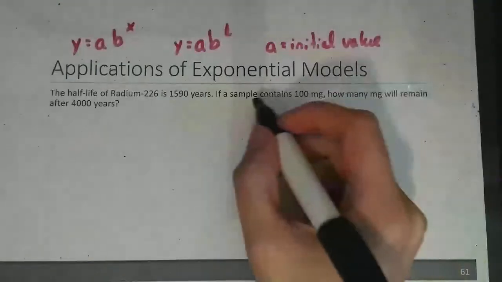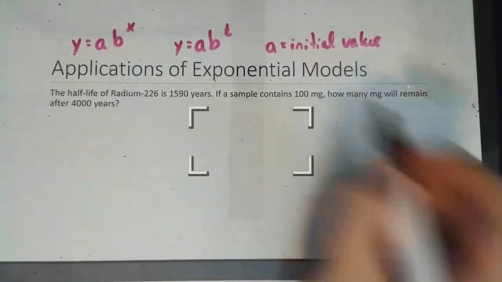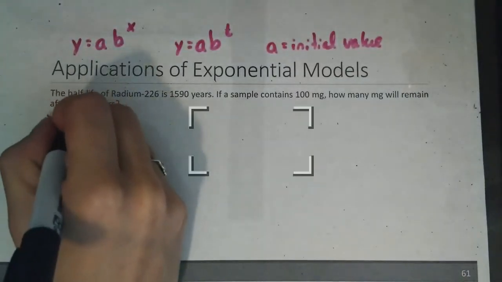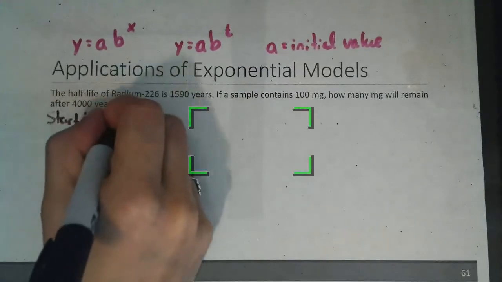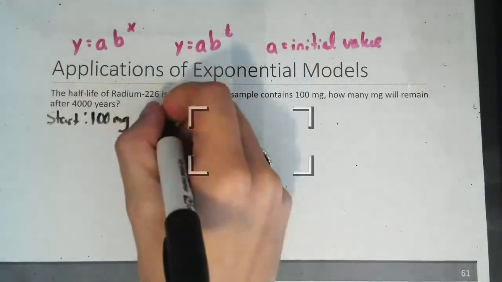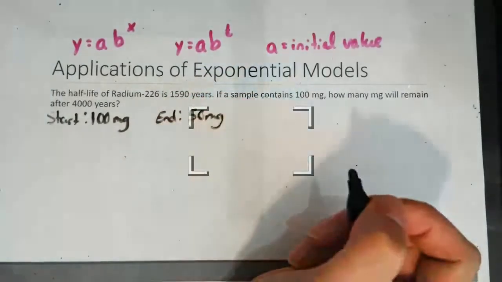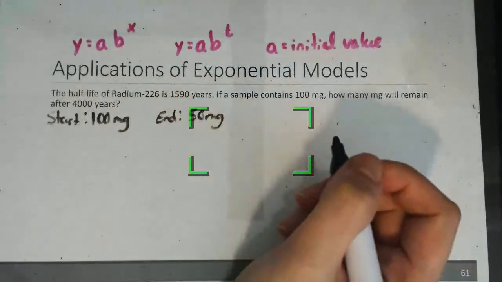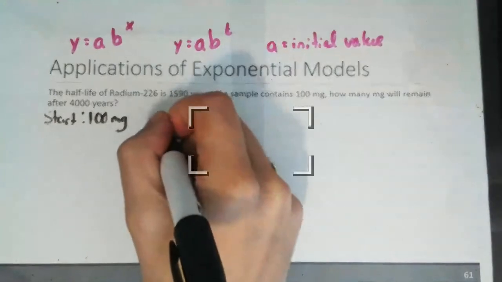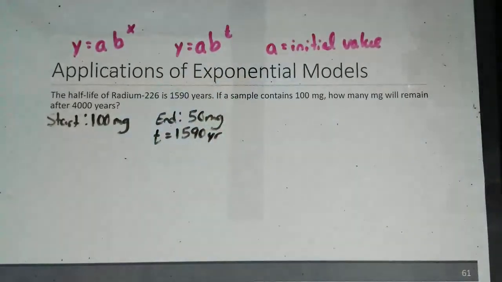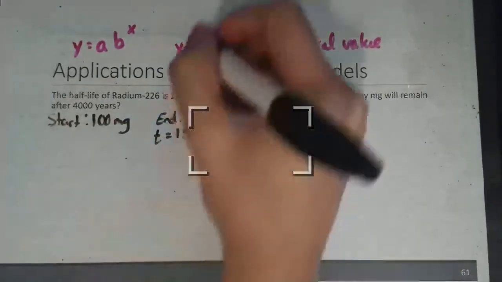Let's think about this. It says if a sample contains 100 milligrams and we know the half-life. If we start with 100 milligrams, and after one half-life, we're going to end with 50 milligrams. And we know that the time that's going to take is 1,590 years. That gives me enough to plug into a generic equation.